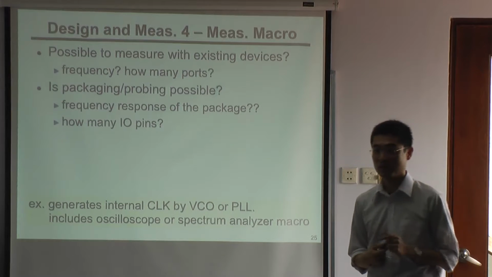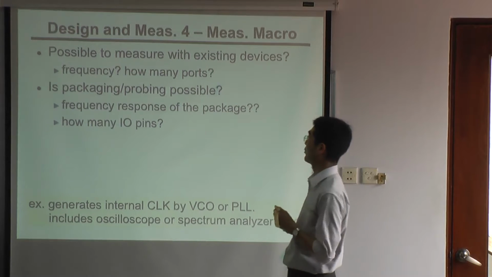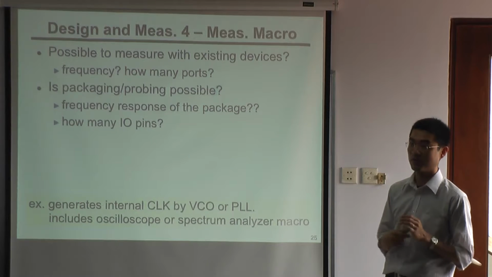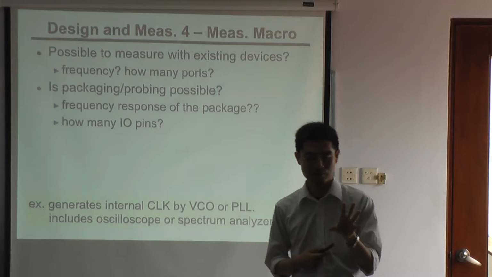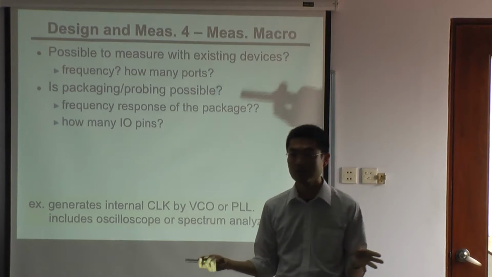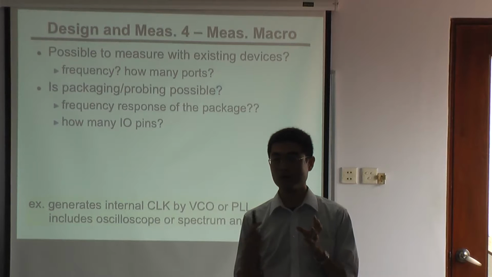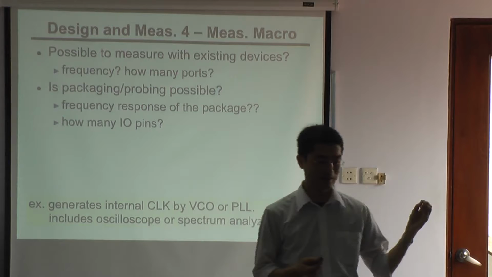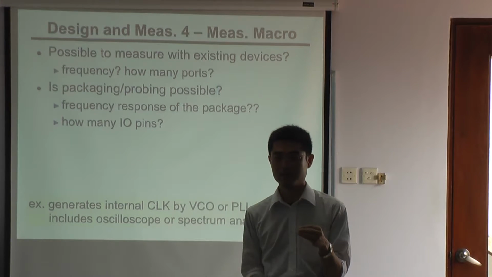Measurement macro. What kind of measurement macro do we want? The first thing is that it's possible to measure with existing devices, I mean existing measurement devices. For example, your signal generator's output is only 3 gigahertz, but you want a 5 gigahertz input clock. What to do? In such a case, you have to develop your VCO by yourself, so that only a DC voltage will control the internal clock.